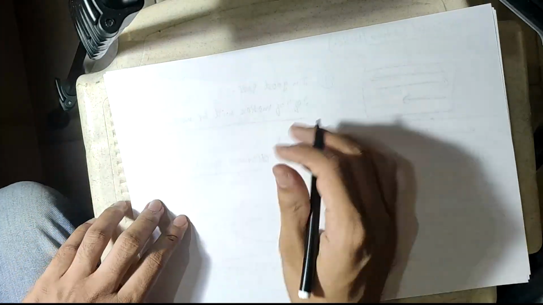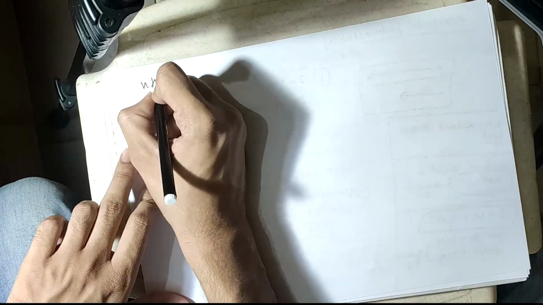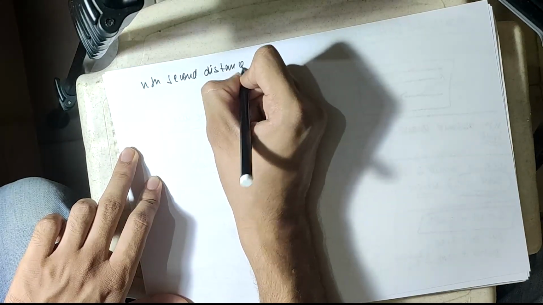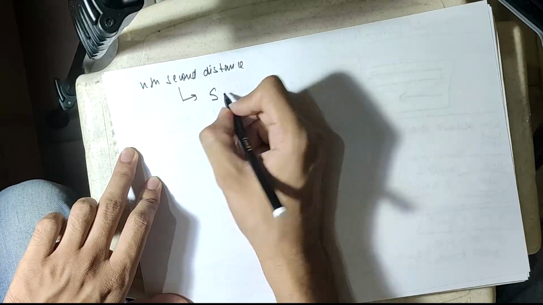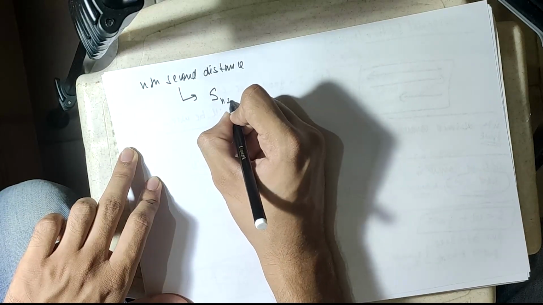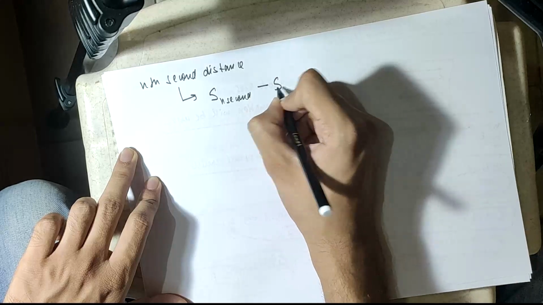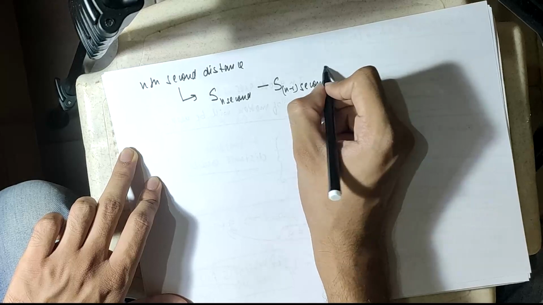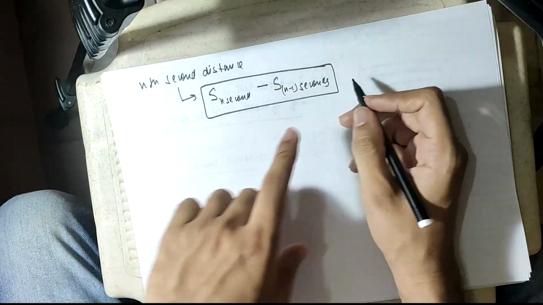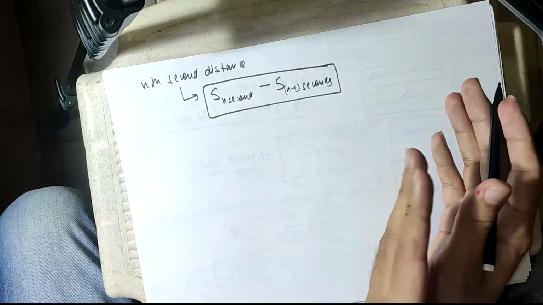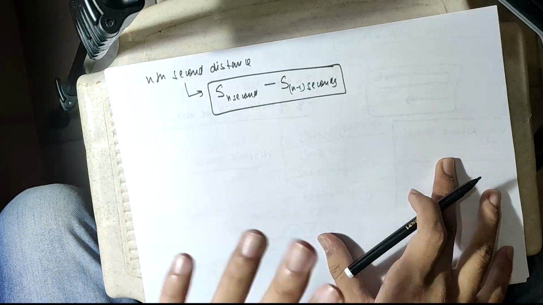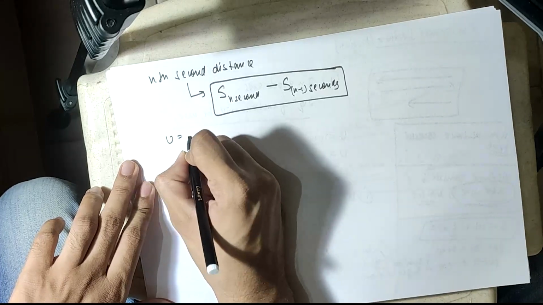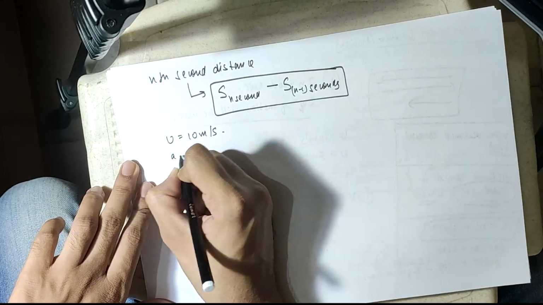Okay. What happens is, nth second distance. What's the meaning of this? The meaning is the distance covered in n seconds minus the distance covered in n minus 1 seconds. This is the fundamental formula. There's a formula for it also. You can find it yourself, but if you know the second equation of motion, you can easily find it out.